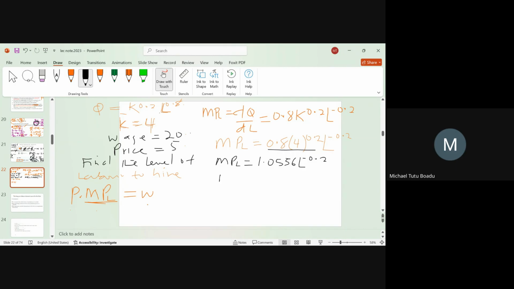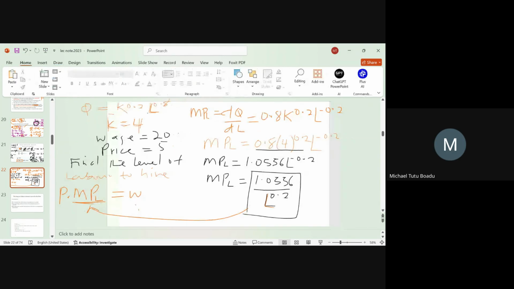So I can say that marginal product of labor is equal to, I'll keep the 1.05 where it is, divided by, I'll move L down. Then the negative sign changes to positive, 0.2. So this becomes my marginal product of labor. So I can now replace my marginal product of labor here, replace the 5 here, replace the 20 here, so that I'll make L the subject. So let me complete that.